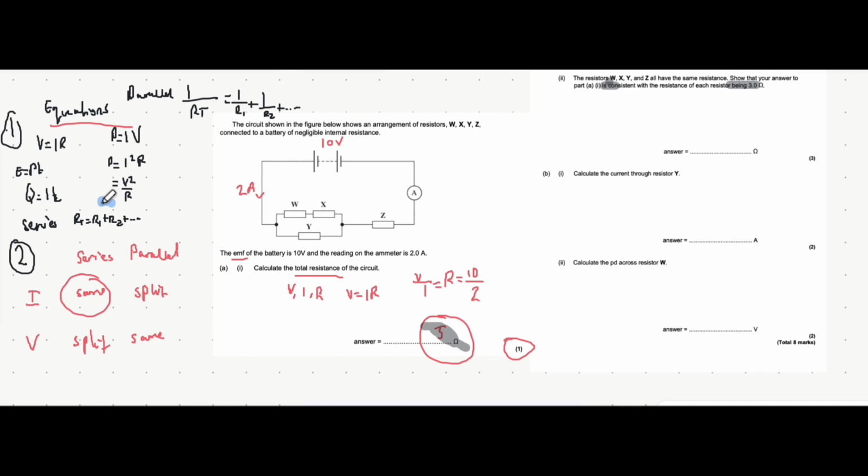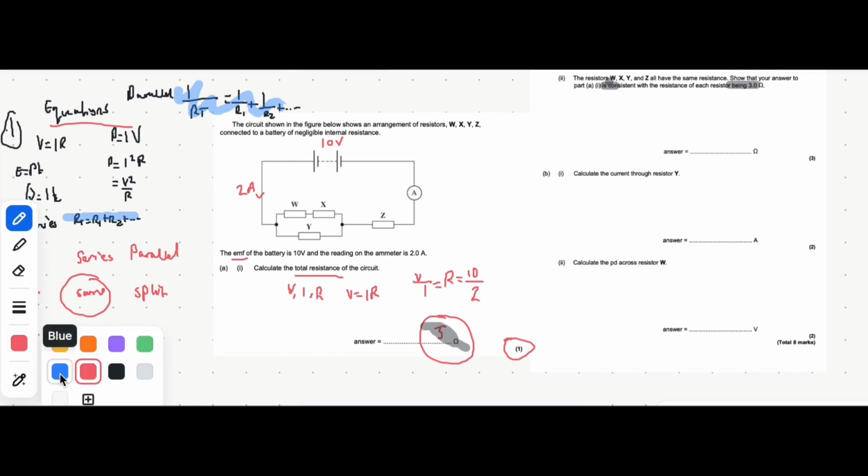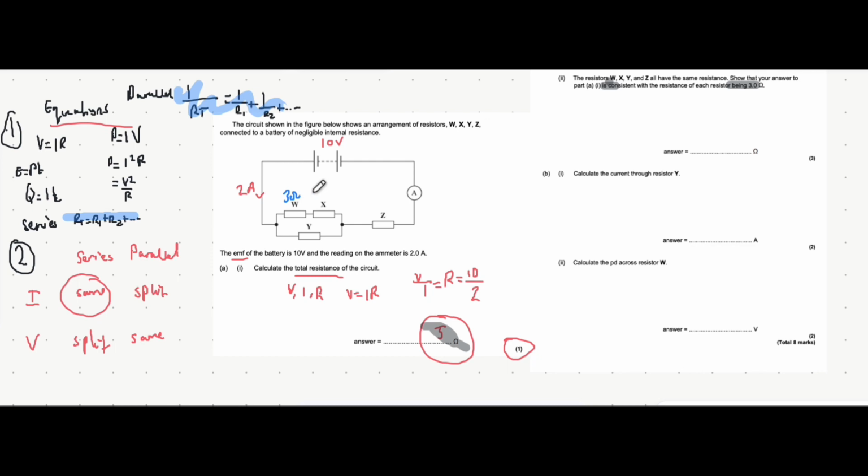We're going to use these two formulas here. Total resistance in series and in parallel. Let me just get the pen tool out. To start with, these are all 3 ohms, so let's label that. Since W and X are in series, we can find the resistance of the combination of them by adding them together. So let's write that first. W and X is 3 plus 3, so 6 ohms.